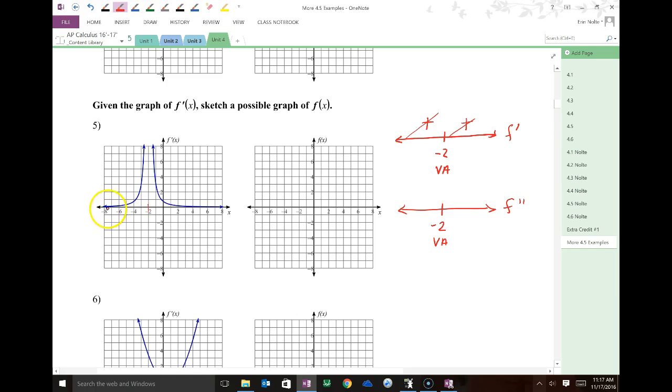Analyzing the slope, this goes up on the left of -2, so we have a positive slope. And on the right hand side we have a negative slope. So we have a happy face to the left and a sad face to the right. Now, to draw this, I'm going to start by drawing my vertical asymptote. That's going to help.